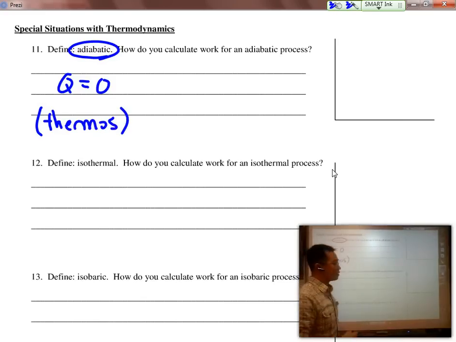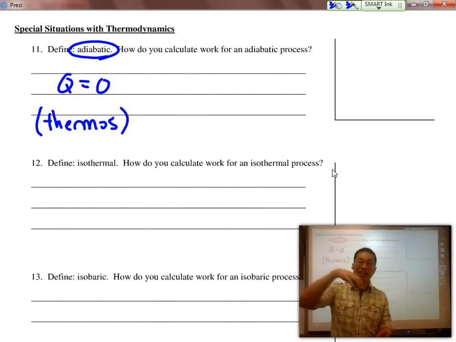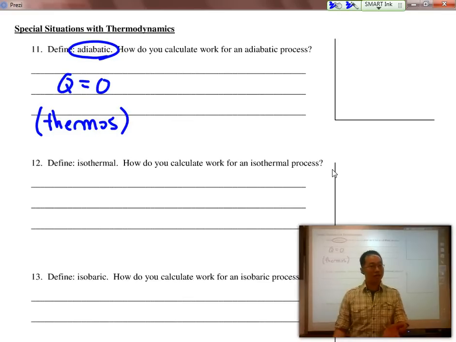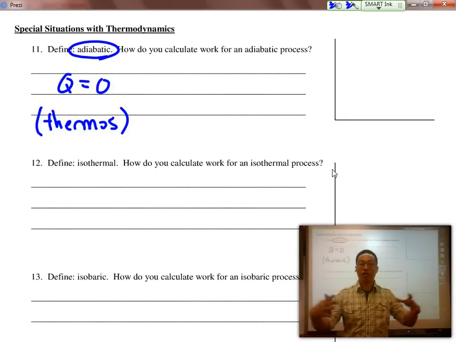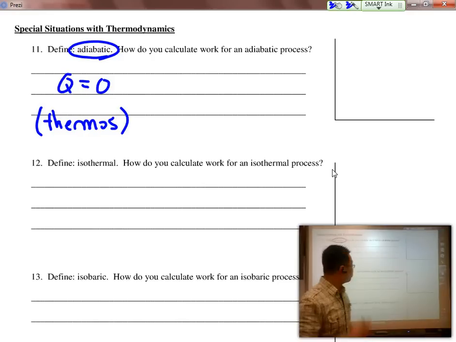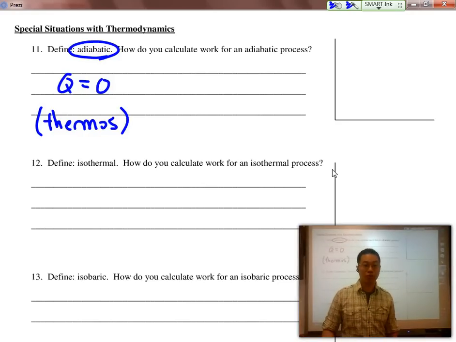Similar to, if you were to think about it, a thermos. Whenever you put hot liquid inside a thermos, it stays hot because the heat inside is unable to escape. Or if you put an ice cold beverage in a thermos, it stays cold because the heat from the outer surroundings is unable to come in. So whenever you have an adiabatic situation, there is no heat transfer whatsoever.